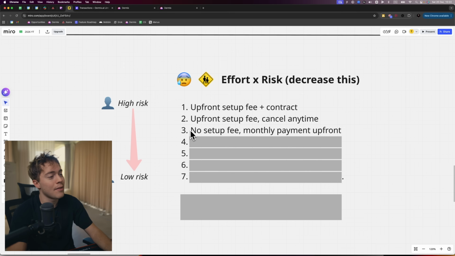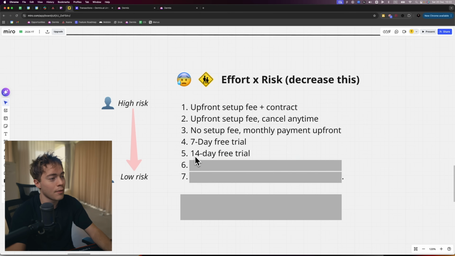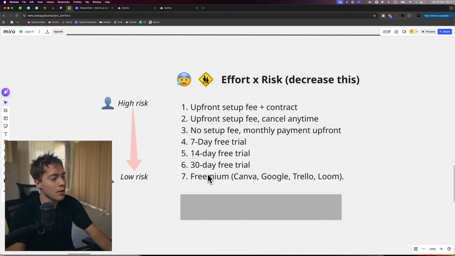The next level is having no setup fee, but just having monthly payment upfront. So there's no free trial. You just start the subscription of the tool or the service that you're providing. Again, you're automatically going to get more people doing that. Then you have a 7-day free trial, then a 14-day free trial, 30-day free trial, and then you have freemium. Okay, so once you reach this freemium level, this is where you become a multi-billion-dollar company because you get so many clients coming in. It's such a low risk thing.